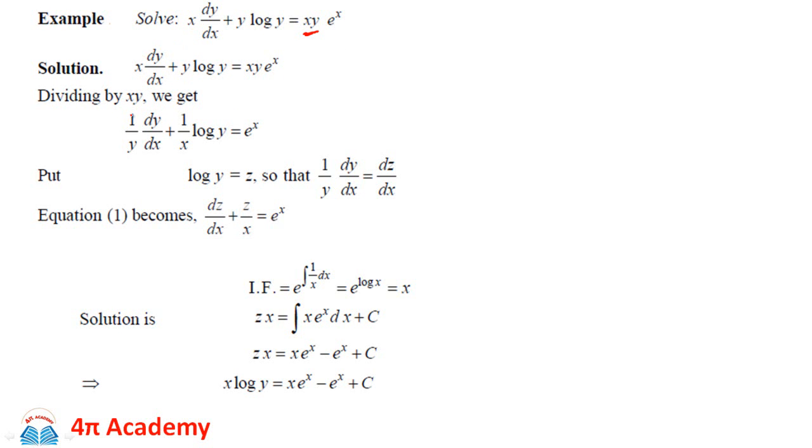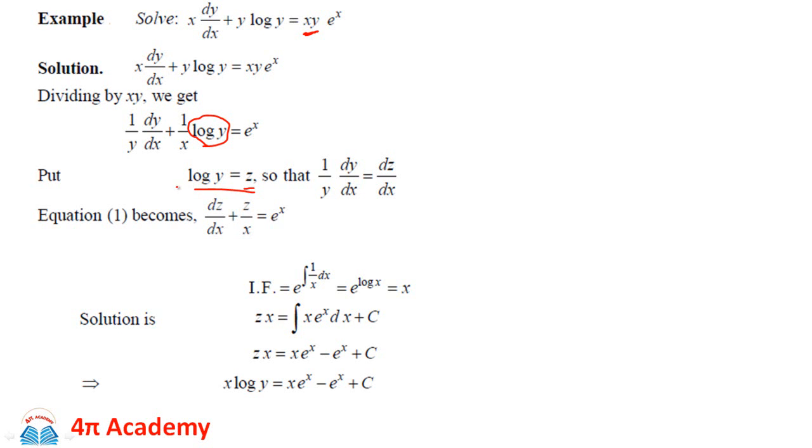So here we get 1 upon y into dy by dx plus, because here this x gets cancelled and we remain with y in the denominator, so it is 1 by y dy by dx plus, for this term it will be y upon xy, so y gets cancelled, so it will be 1 upon x into log of y, and that is equal to e raised to power x. Now let us make a substitution that this log of y is equal to another variable, say z.